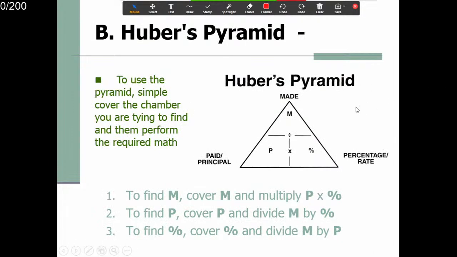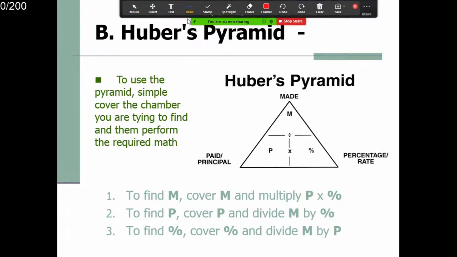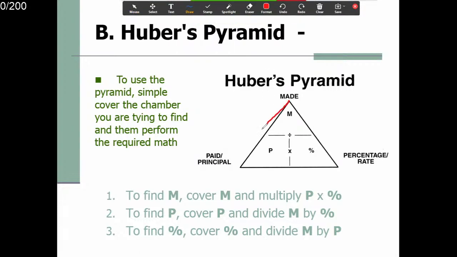So remember this magic triangle. Let me repeat. How much you made, divided by how much you pay, times the percentage.